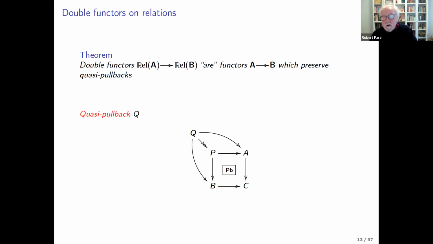But to get a double functor, as we've defined it, all you need is that it preserves quasi-pullbacks. A quasi-pullback is a commutative square, here this Q, then A, B, and C, such that when you look at the comparison map with the actual pullback, it's a regular epi.